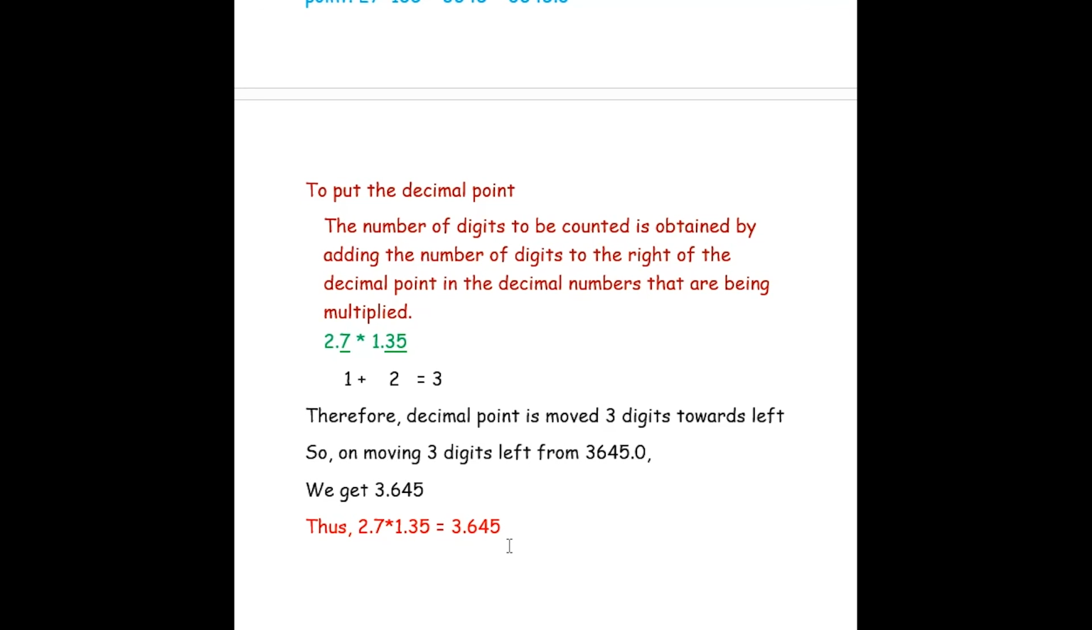Hope you have understood how to multiply two decimal numbers very easily. First you have to multiply as whole numbers ignoring the decimal point, and then based on the number of digits after the decimal point in the numbers to be multiplied, we have to place the decimal point, that is, move it towards the left side of the given number.